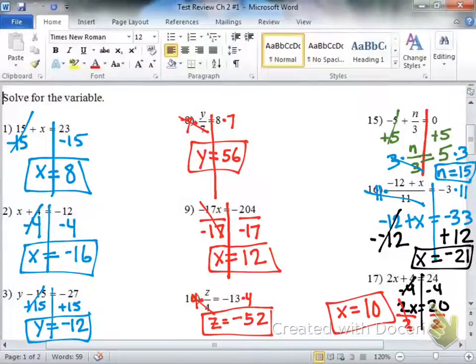Sorry, I ran out of space on that one. If you need me to write it off to the side, let me know. But I think you can get it. Any questions on the top?